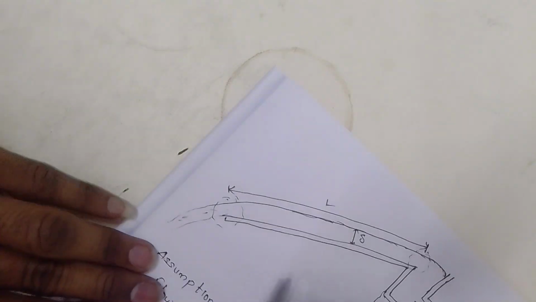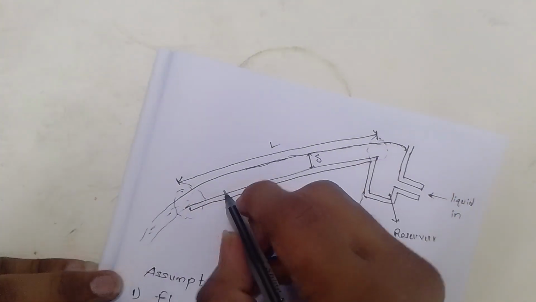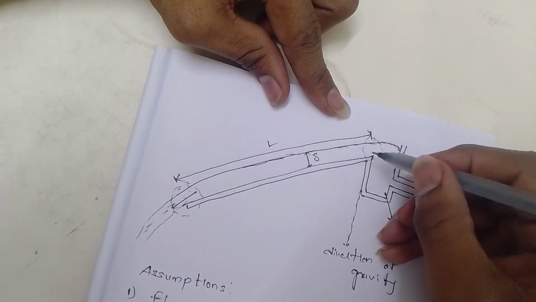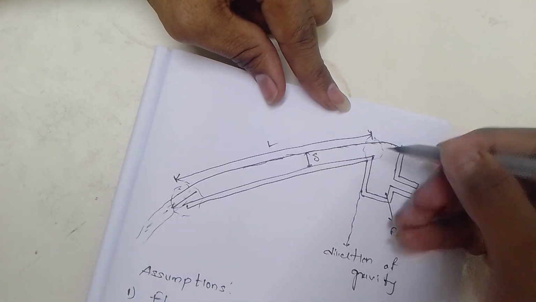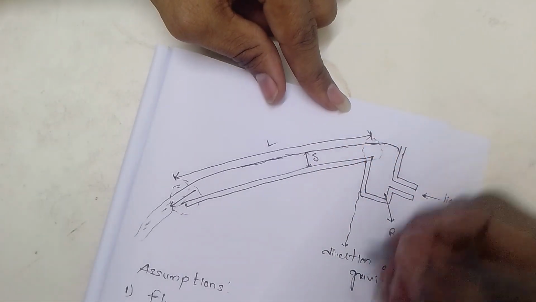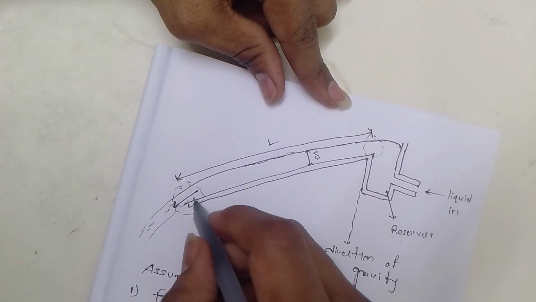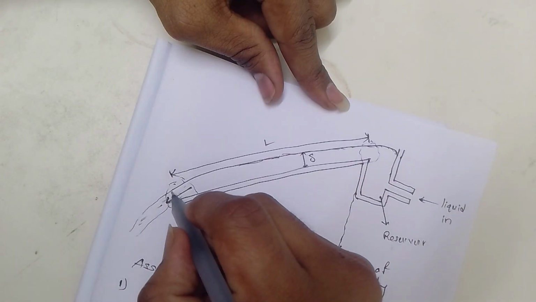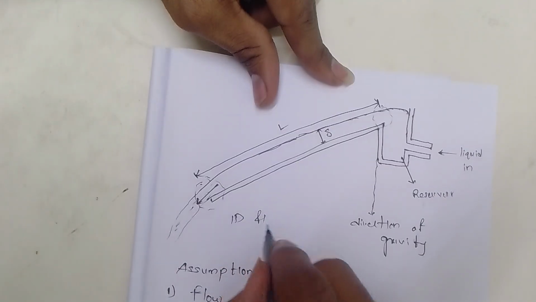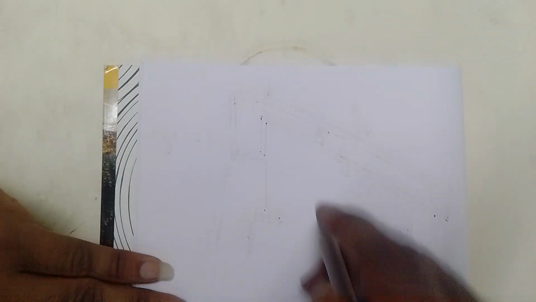Here in the diagram we can see that velocity is only in this direction. Velocity does not exist in the horizontal direction and the vertical direction. It exists only in the direction of inclination because of the gravity force. So we can say that this is a 1D flow. Let's show our flow in 3D form.